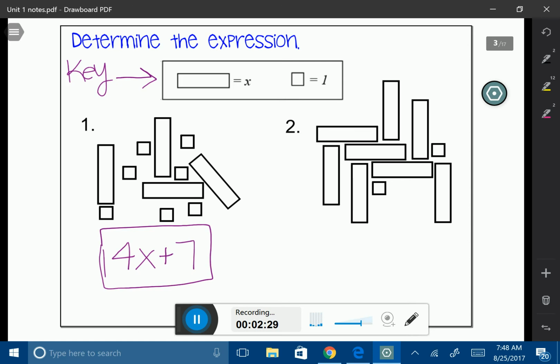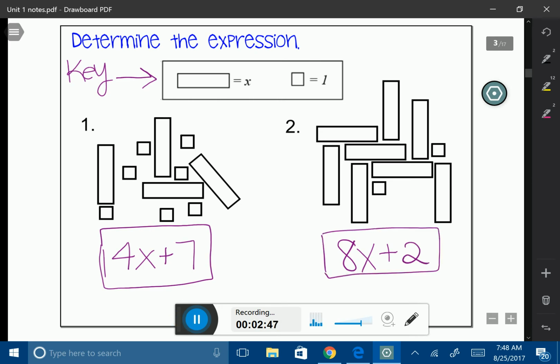All right, and in number 2, we're going to do the same thing. We're going to count up the rectangles. So it looks like I have 1, 2, 3, 4, 5, 6, 7, 8. I count 8, so I have 8 x's. And then I'm going to count up the squares, and it looks like I have 2, so positive 2. So this is my expression that is representing my figures.